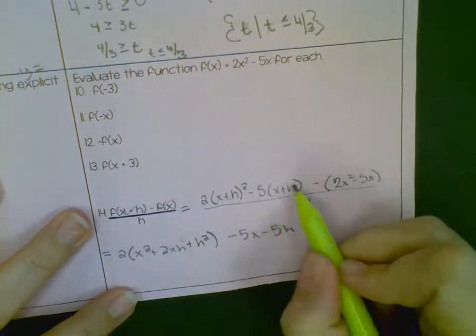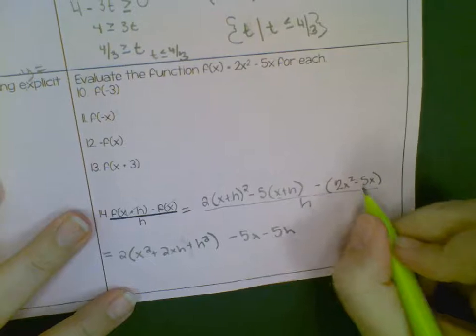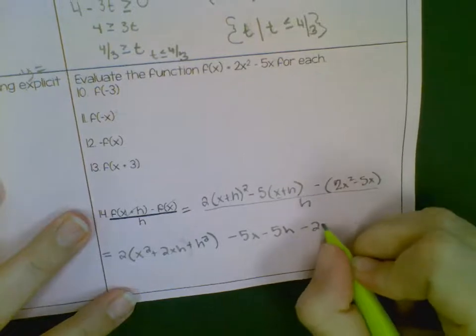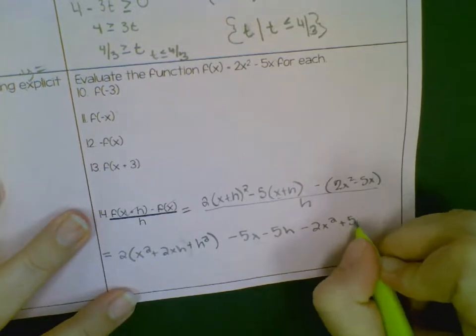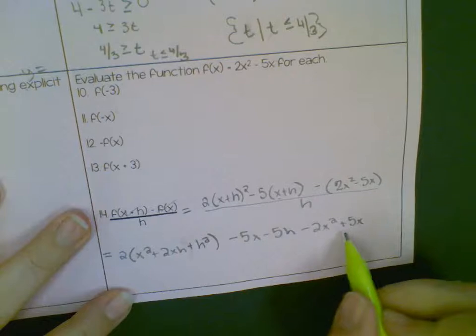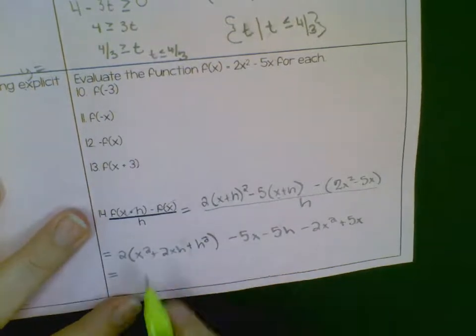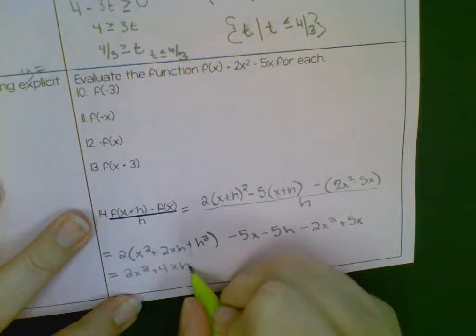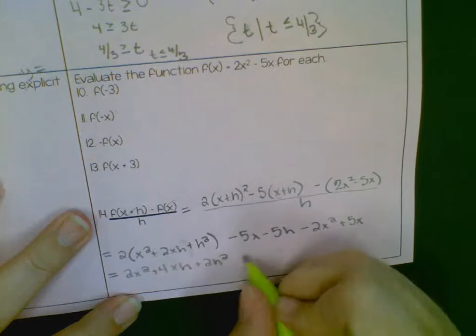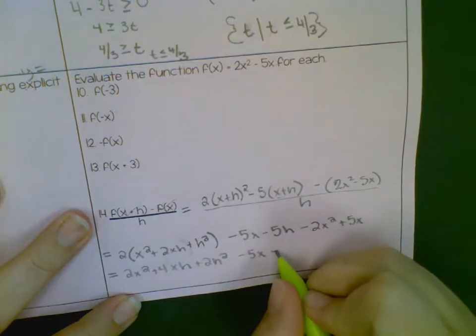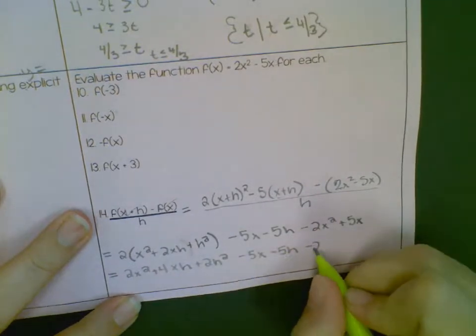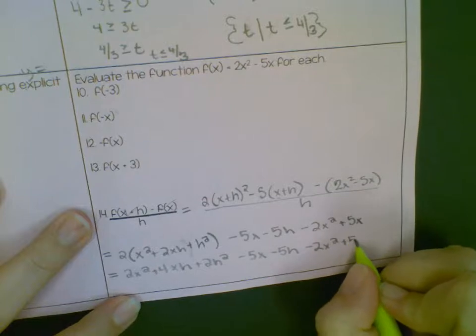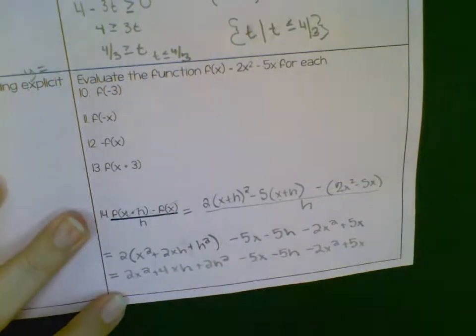Like here, those both end up negative. Here we distribute, so we ended up with a positive. And I know it's all over h, I'm just not going to write that. So now I'm going to distribute again. So 2x squared plus 4xh plus 2h squared minus 5x minus 5h minus 2x squared plus 5x all over h.